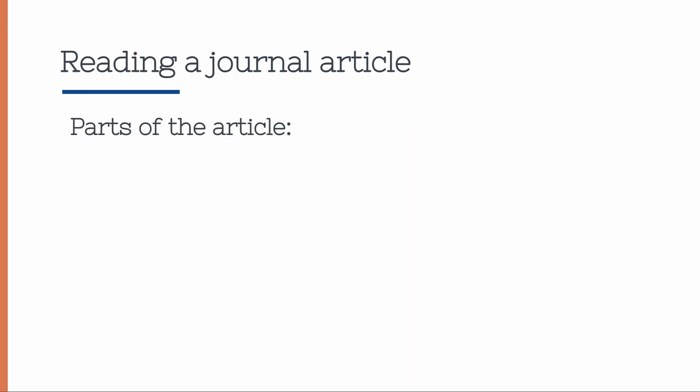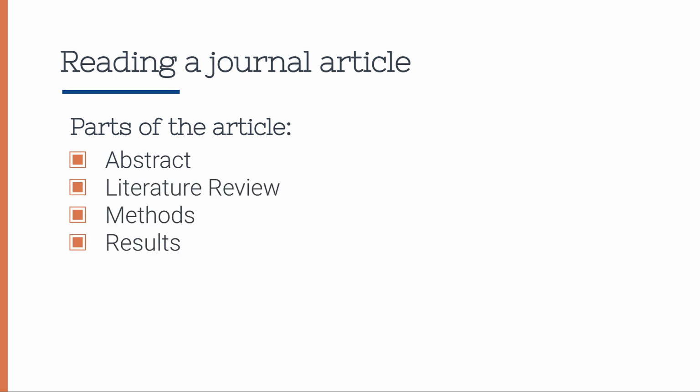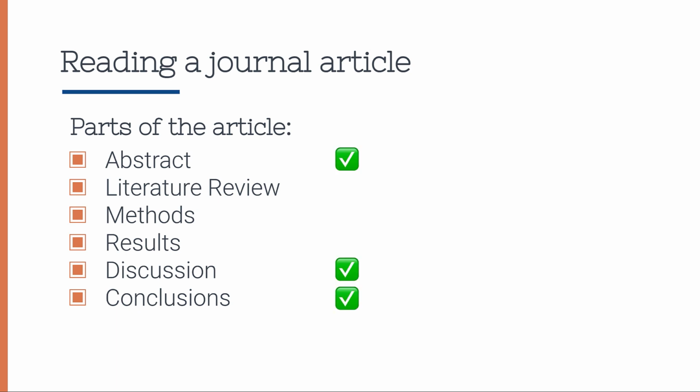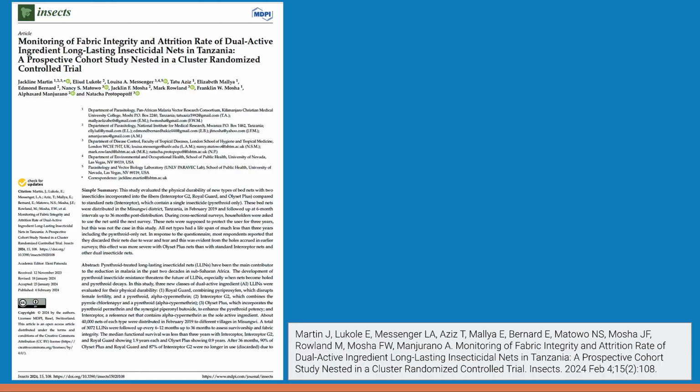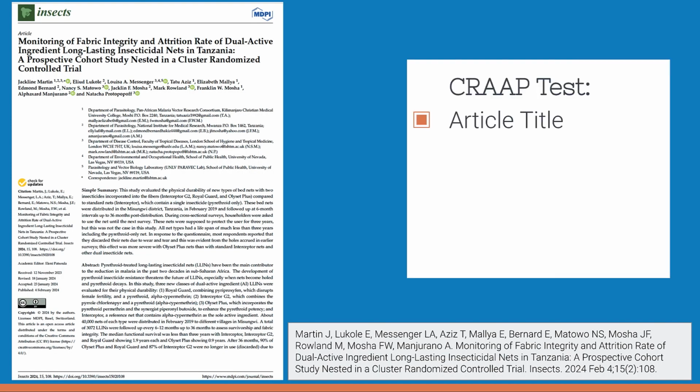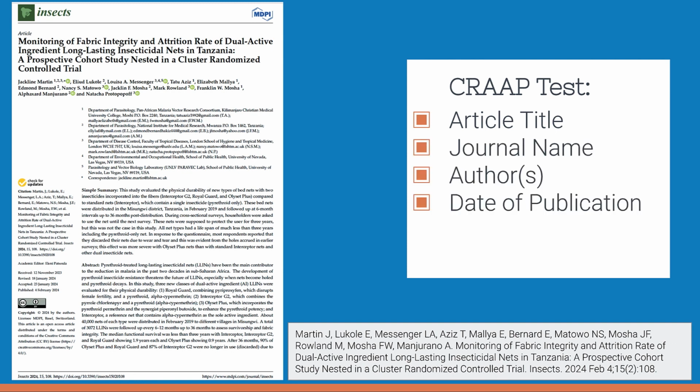So, reading a journal article. You might find these parts: abstract, literature review, methods, results, discussion, and conclusions. Here are the important bits. Let's go find those. Here's an article. Remember that for the CRAP test, you want to find the article title, journal name, author, and date of publication. Those are all here on the first page. And the references, those are on the last pages. And that's to make sure that this is a quality article for you and your research.